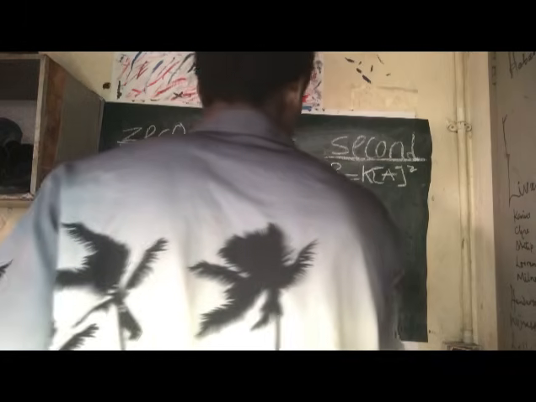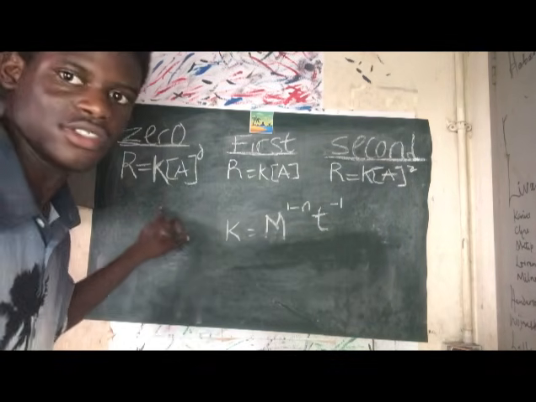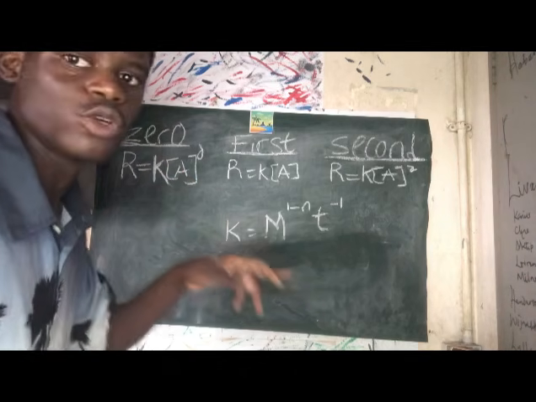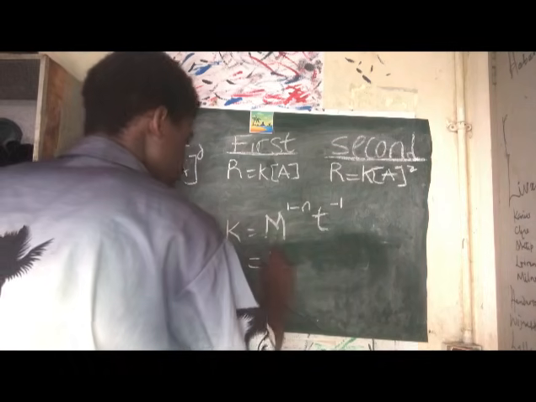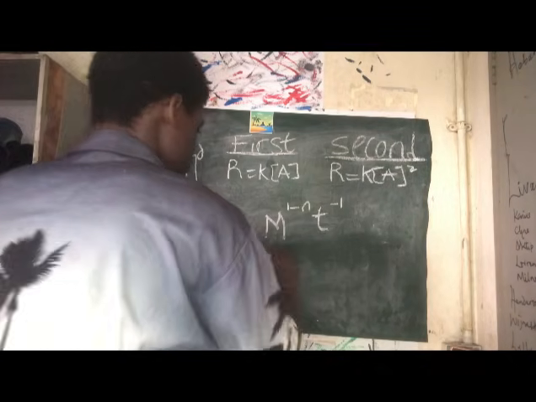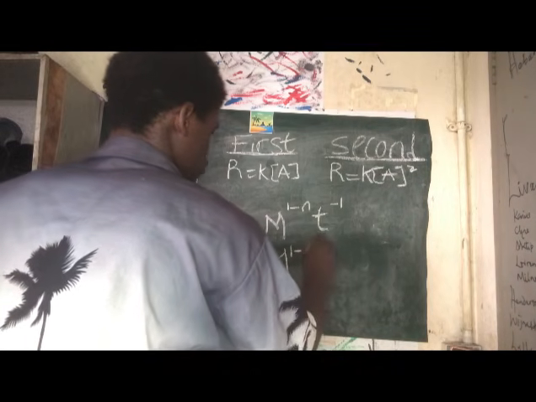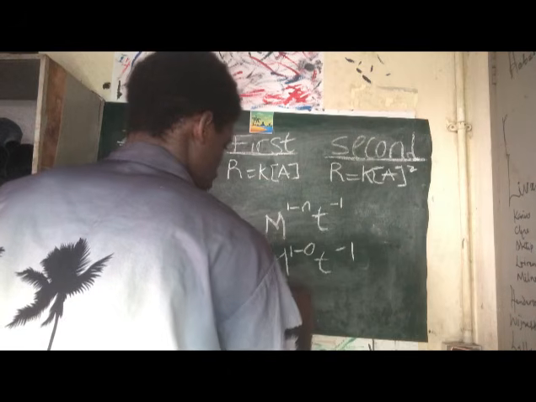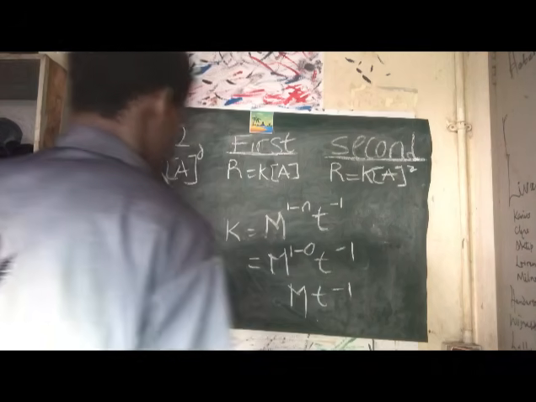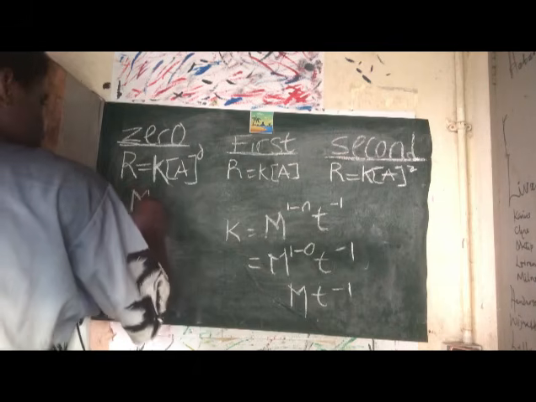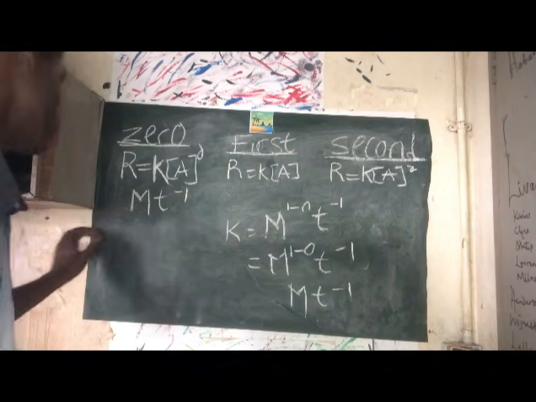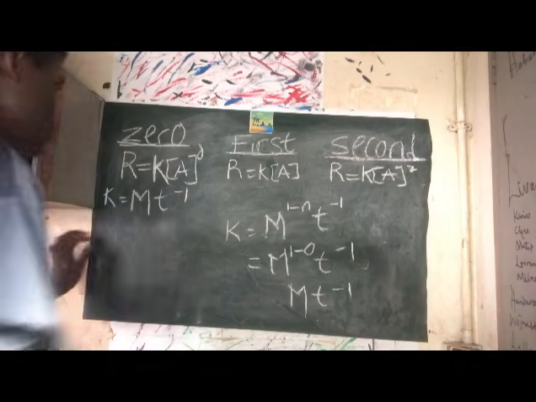So let's say we want to find the rate constant, the specific rate constant, for zeroth order. Since it's zeroth order, anywhere we see n, we just put the 0. So that's M raised to power 1 minus 0, T raised to power minus 1. That's M raised to power 1, we see M, T raised to power minus 1. So that's our M T raised to power minus 1. That's the specific rate constant for zeroth order.